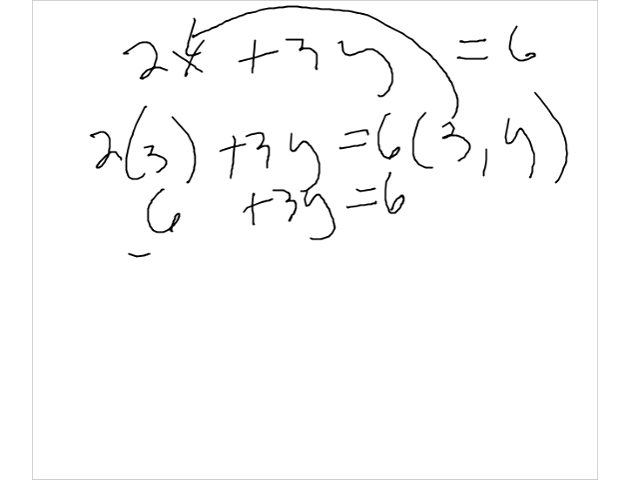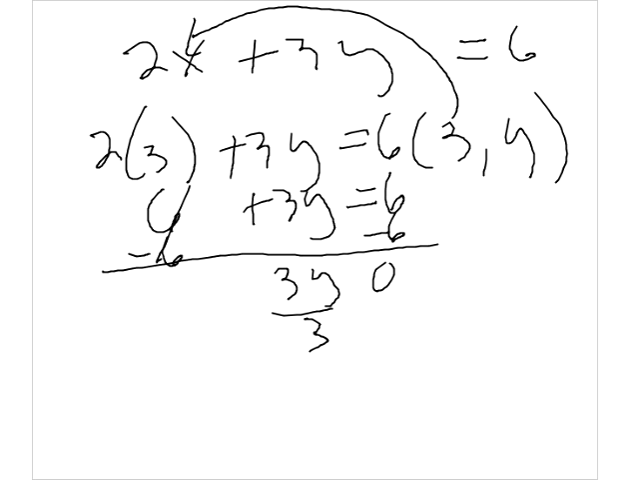Then we subtract 6 from both sides. 0 plus 3y is just 3y, and 3y equals 0. When we divide both sides through by 3, we're going to get 0. Remember, we can divide into 0, but we can't divide by 0.